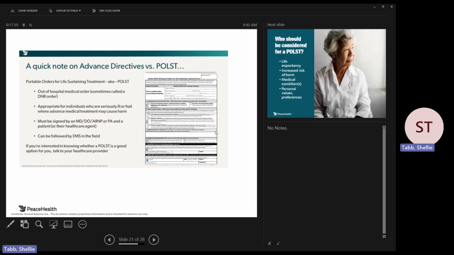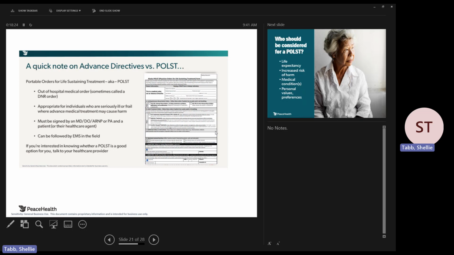So here's a quick note on advanced directives versus POLST. So a POLST is an out of hospital medical order, and sometimes it's referred to as a DNR order. And it's appropriate for people who are seriously ill or frail, where advanced medical treatment may cause harm. So in that case, somebody who has a really volatile health condition that would cause them to, say, call EMS. And so the firefighters come. And so if it would cause more harm than good for a firefighter or an EMT to perform CPR or other in the field measures to keep this person alive, that is where the POLST comes in.